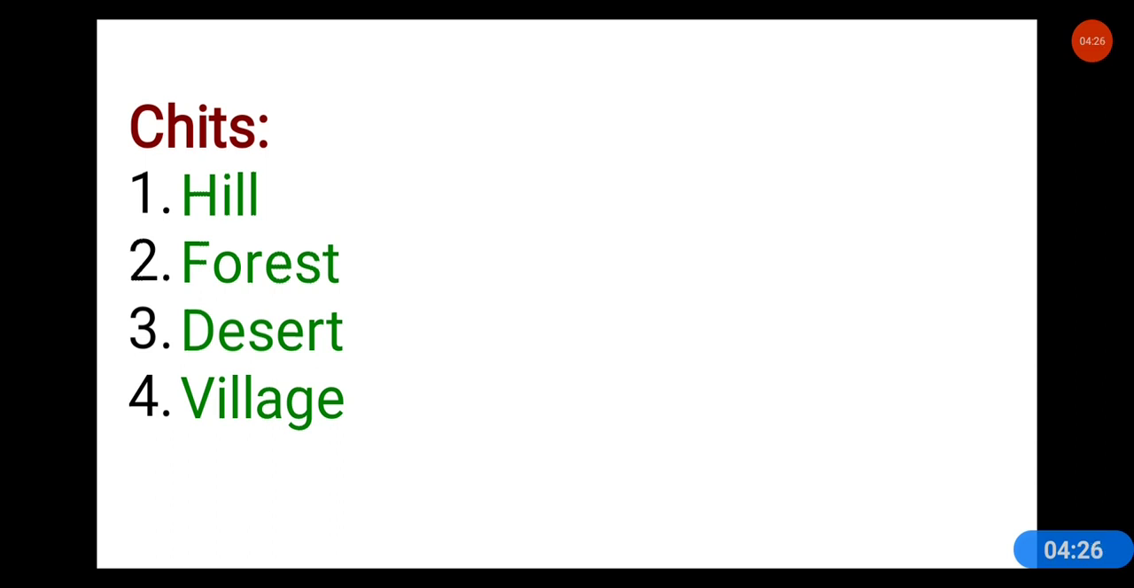Suppose you are going to a hill station, you are going to a forest, you are going to roam a journey on the desert, or you are going to visit any village, right? So you are planning a journey to these places. Now you have to discuss, choose the place. Okay, so all the 4 places you have to do, and discuss the way to reach the given place. Now you have to discuss how we are going to reach these places, right?